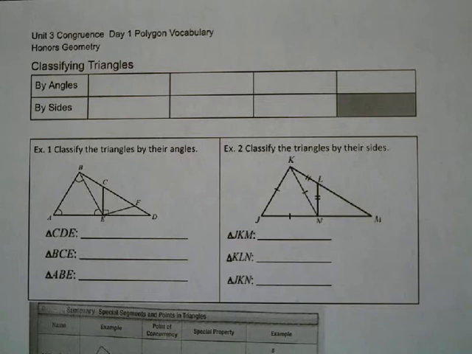Okay, so we are starting Unit 3. This chapter is on congruence. We're going to start off just with some polygon vocabulary today, and specifically we're starting with triangles. This is a review of what you may have done in elementary school, like how do you classify a triangle.